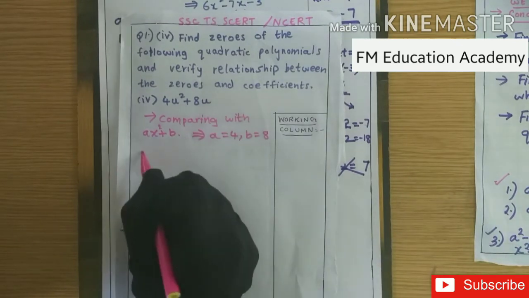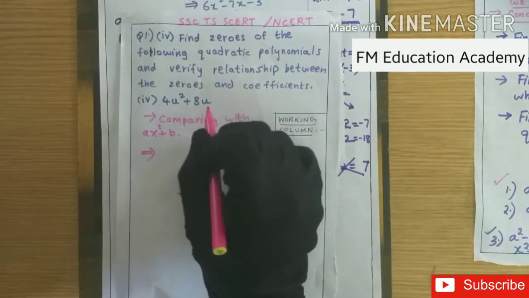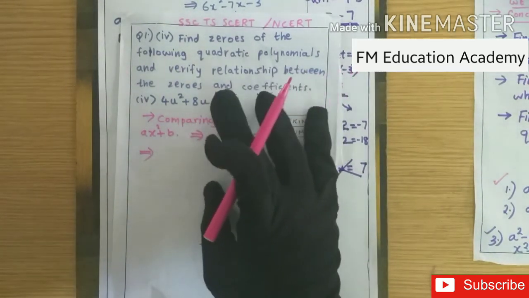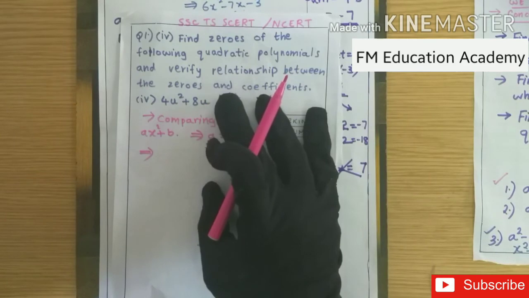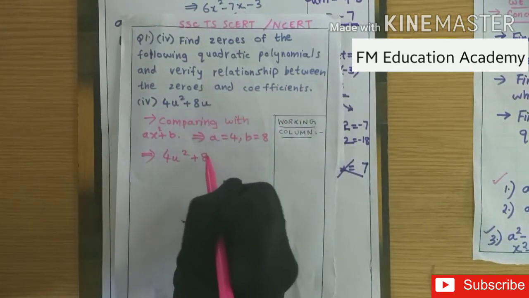So, as I don't have a c term here, do I have a constant here? No, I don't have a constant here. So that is why it is in the form of ax square plus bx. Now, what did I say? How to find out zeros when the polynomial is given in the form of ax square plus bx? Equate the equation to 0. So I am equating this 4u square plus 8u to 0.